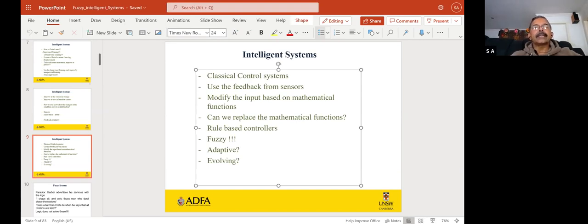So in the next class, we will use this fuzzy system. We will talk a little bit about fuzzy system, which can give you rule-based system so that you don't have to worry about differential equations. And then let us see whether we can make them adaptive and evolving. If we can do that, then we land up with fuzzy intelligent systems.